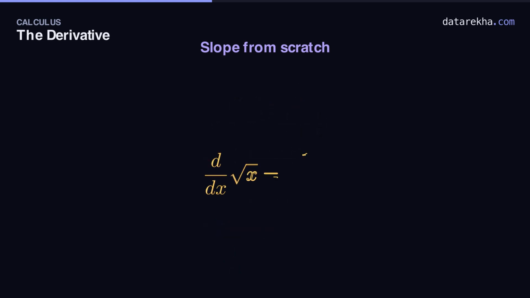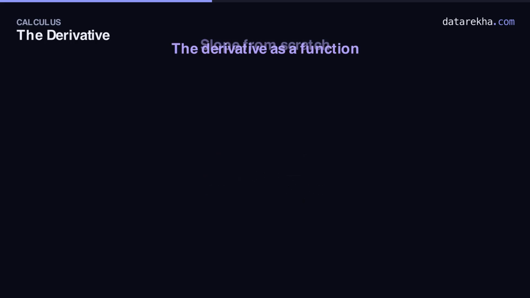The same machine handles anything. Feed in the square root of x, grind through the algebra, and out comes 1 over 2 root x. Different function, identical recipe. Plug in, expand, cancel the h, take the limit.